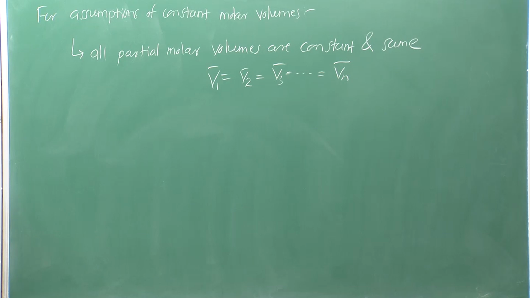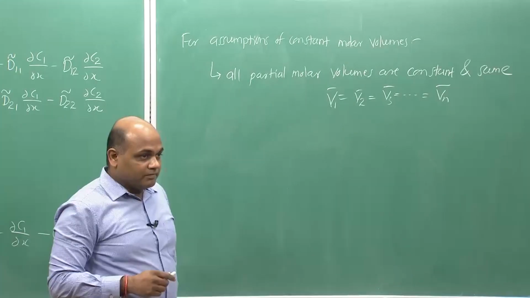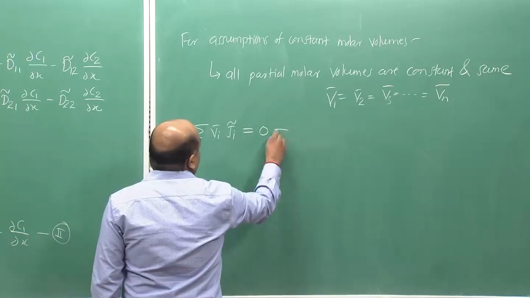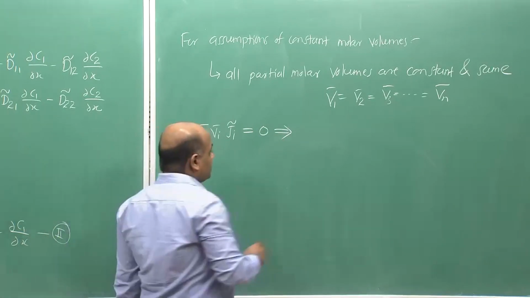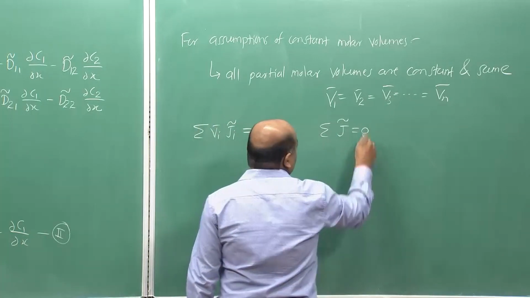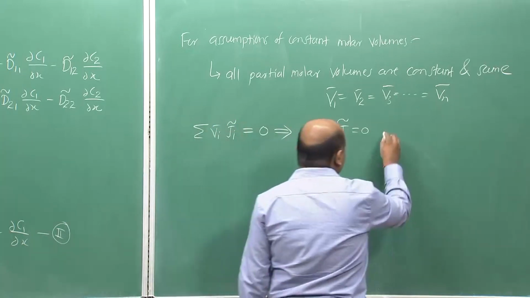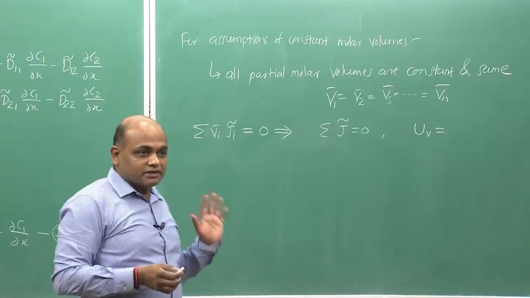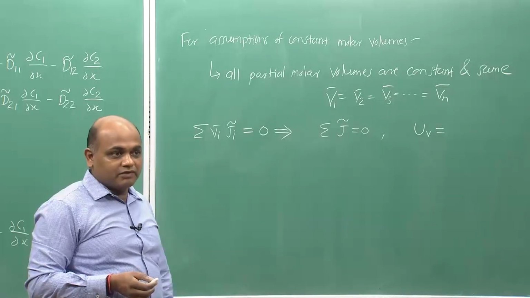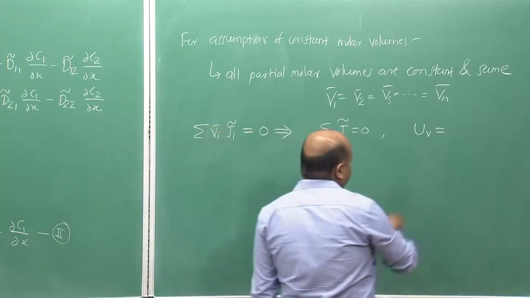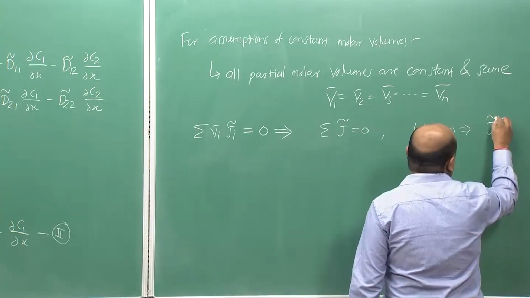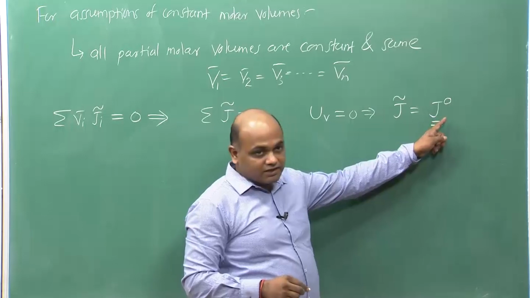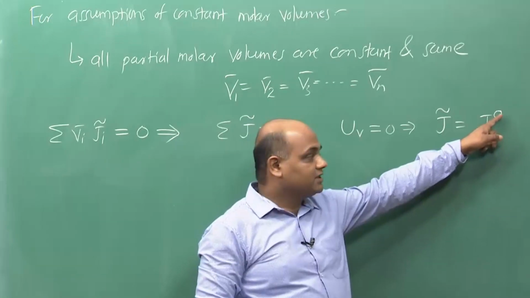This makes life simpler, because it not only simplifies the constraint. For example, sigma Vi bar Ji tilde should be 0, and since all Vi bars are the same, this just implies that sigma J tilde equal to 0. It also means that uv, the velocity of the volume fixed frame, is 0, because there is no change in volume, there is no net flow of volume even in the lab fixed frame, and because of that J tilde is equal to J0. So, the volume fixed frame coincides with the lab fixed frame. J0 refers to the fluxes determined in the lab fixed frame.